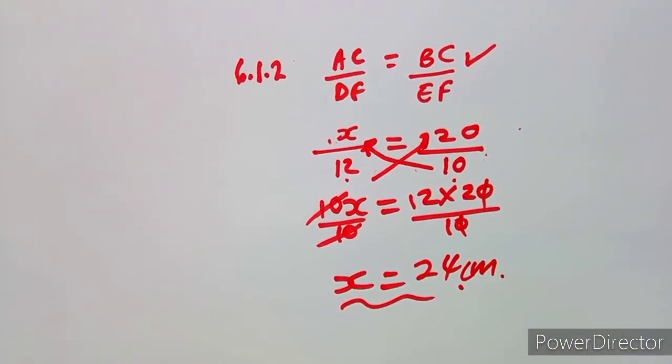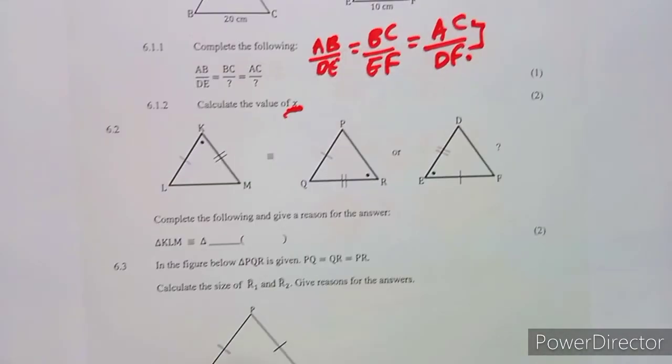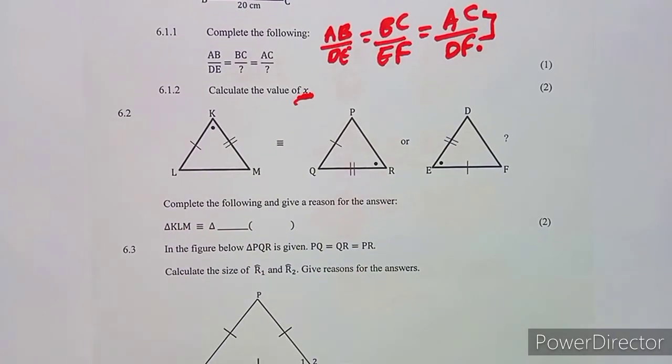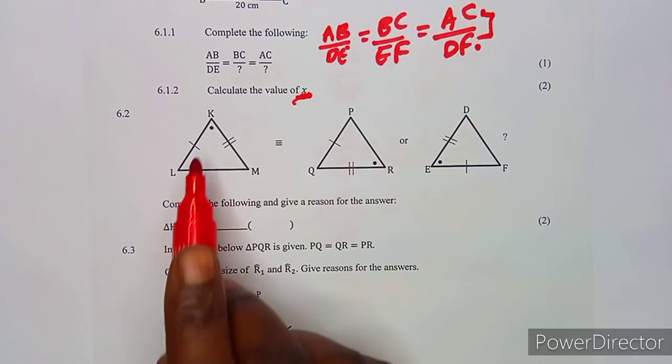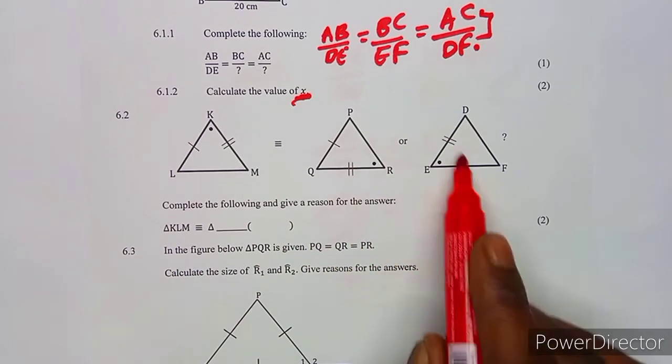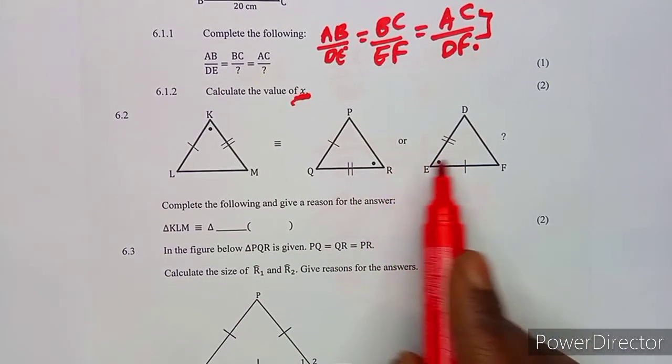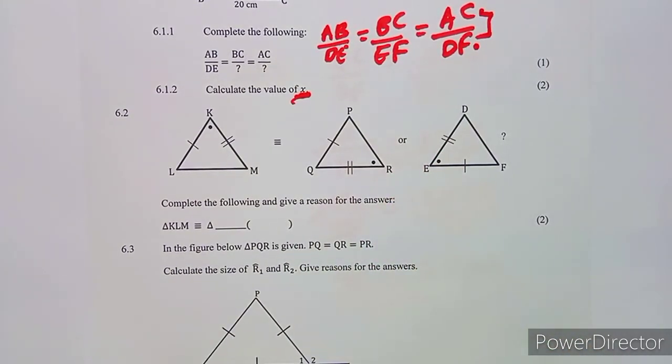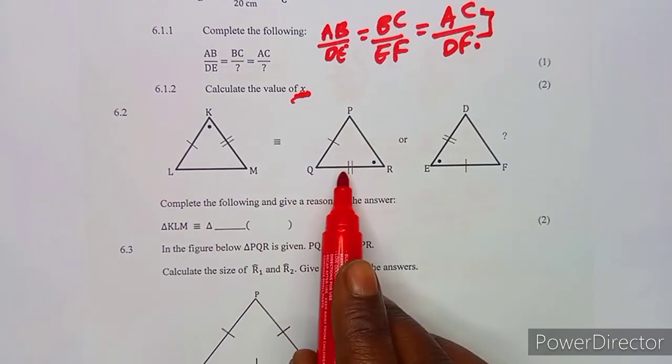Okay, so that's what we had on 6.1.2. It was a matter of working with similar figures. Then on 6.2, complete the following and give the reason for your answer. Triangle KLM is congruent to, okay, for these two, which one is congruent? We've got two triangles here.